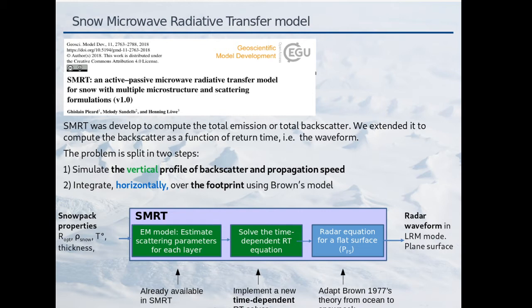Now, with this extension, SMRT is able to take into account different snowpack properties like grain size, density, and temperature, as well as the surface roughness. And as output, we get the radar waveform. The limitations of this approach is that we only work with LRM mode and with a plane surface.